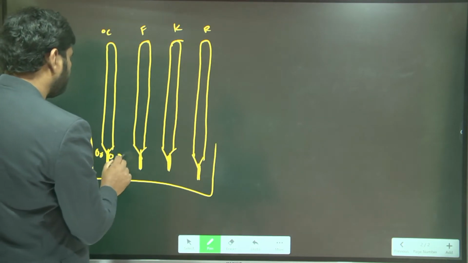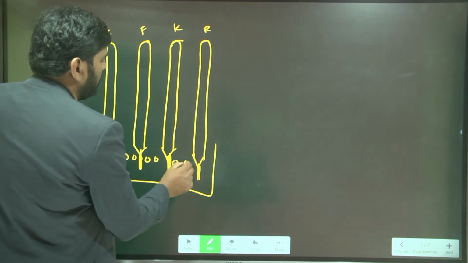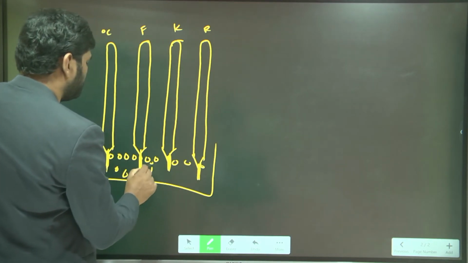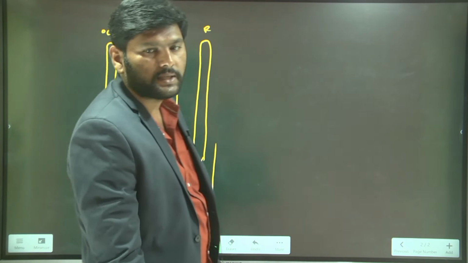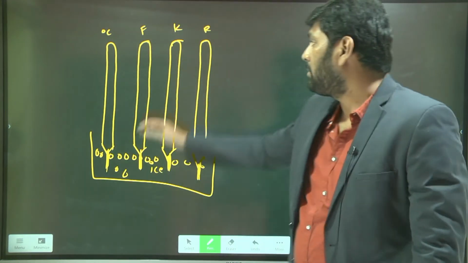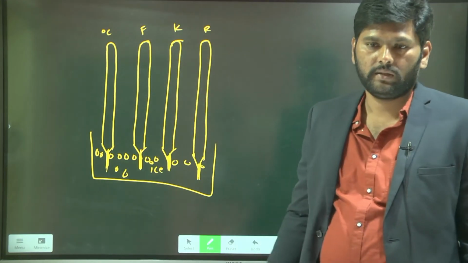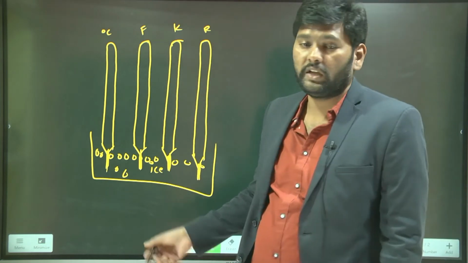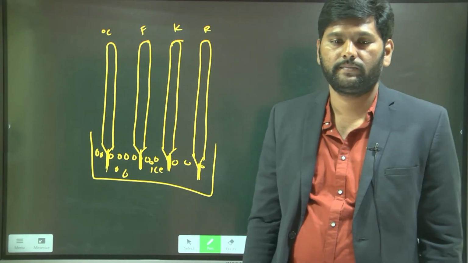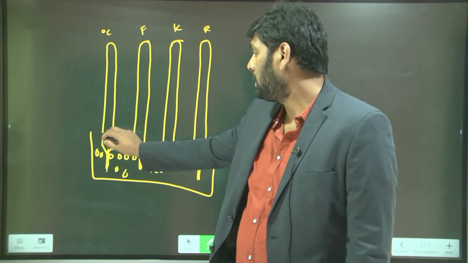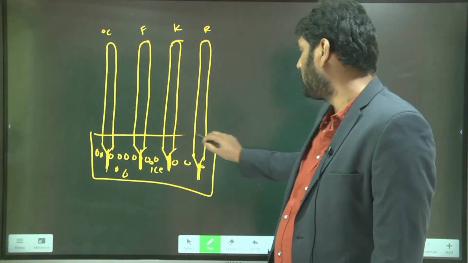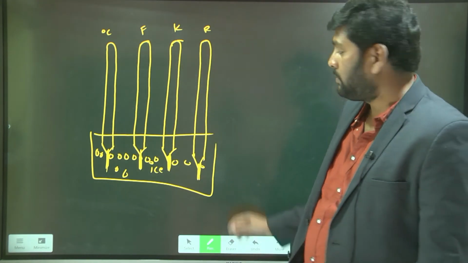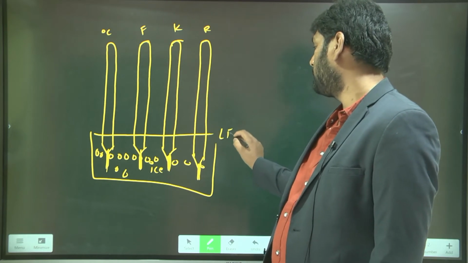Now all these thermometers I initially placed in ice cubes. When I place them in ice, the thermometers actually contain mercury. The mercury decreases its level up to some point here. Yes or no? This is called the lower fixed point.